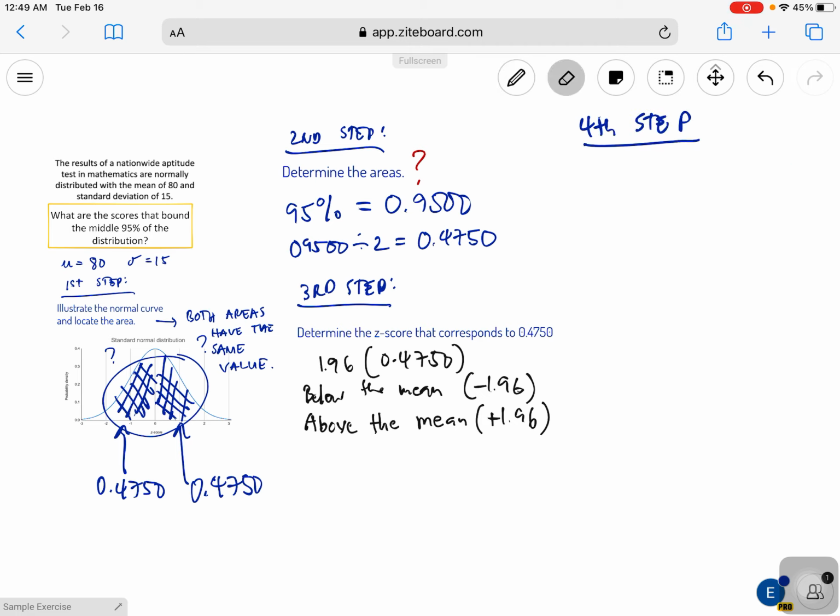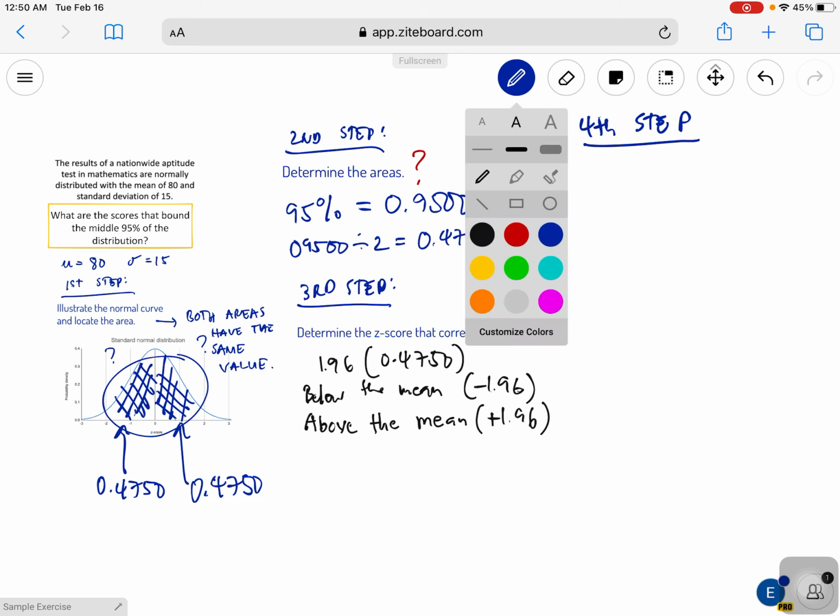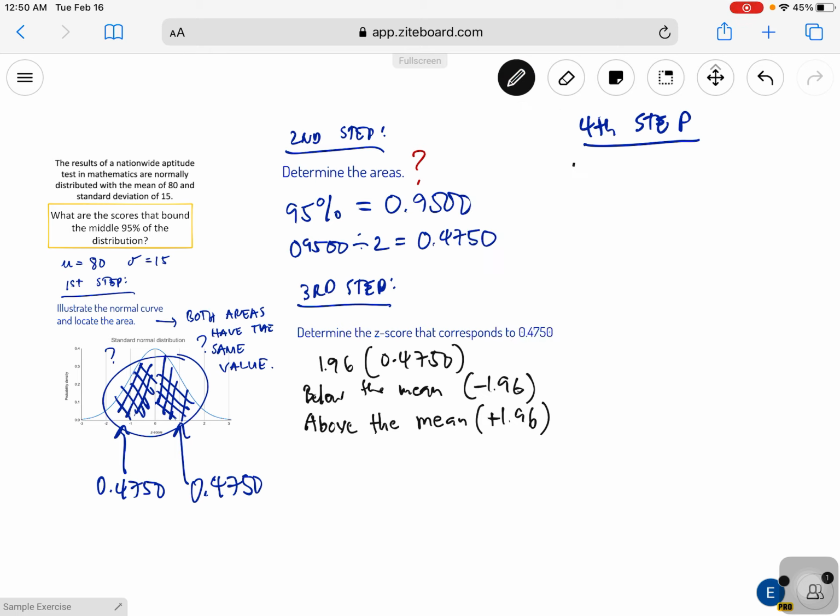our fourth and final step is to determine the scores of the aptitude test in mathematics that bound the middle 95% of the distribution, which corresponds to the z-scores that we have just determined. Okay, since negative 1.96 and positive 1.96. Okay, now using the z-score formula for population data, we have this: z is equal to x minus mean all over sigma.